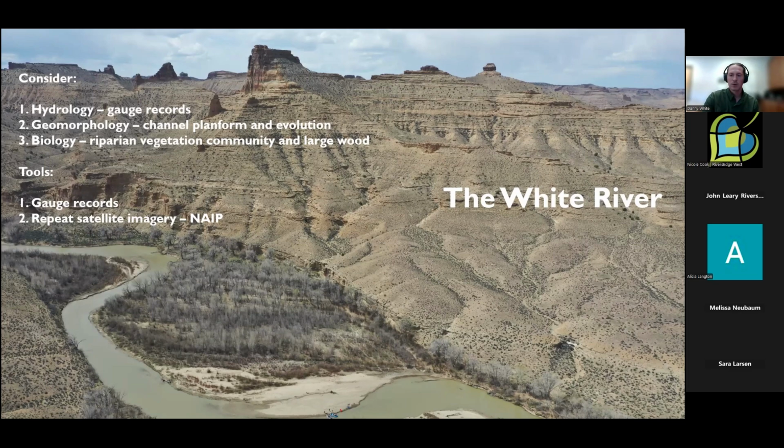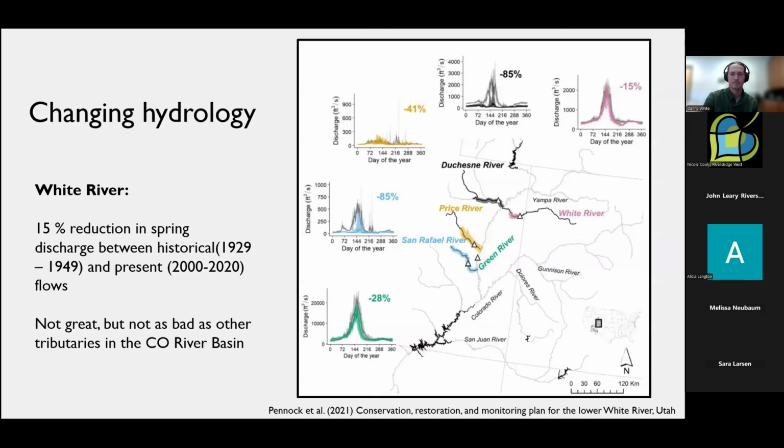So to study these, we rely on a combination of tools: long-term gauge records to capture hydrologic trends, and in the case of the analysis that I'm presenting today, repeat high-resolution satellite imagery like NAIP to track changes in channel form, vegetation cover, and wood recruitment over time.